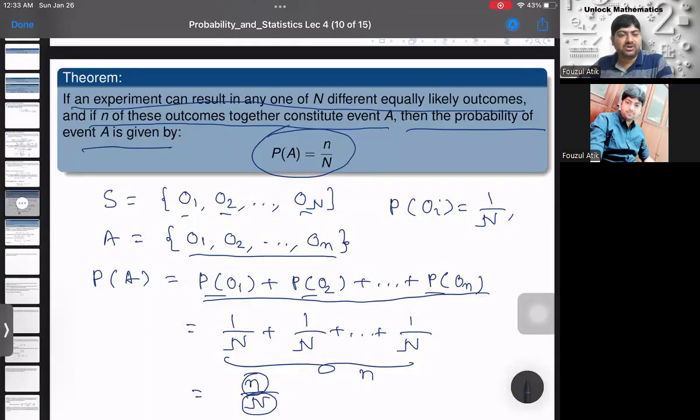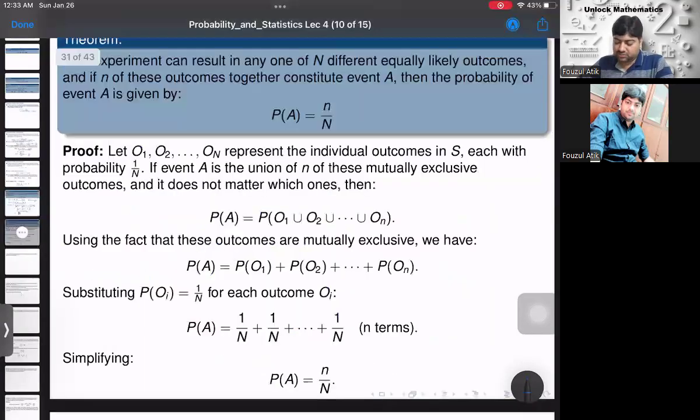Correct? I hope you understand. So this is what we have discussed. This is the whole theorem written in a very formal way. You can take a snap of it. I want to discuss some examples related to this.